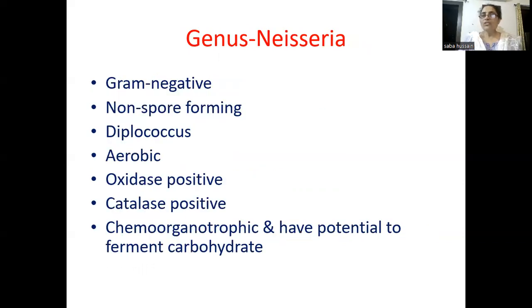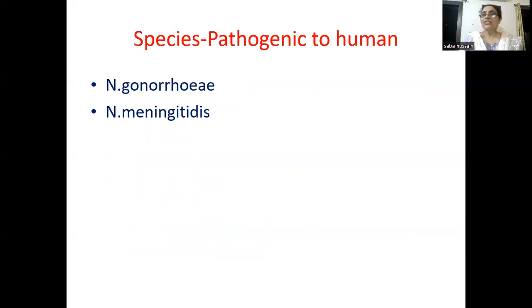So now we are focusing on genus Neisseria. These are the typical characteristics of genus Neisseria: it's always gram-negative, non-spore forming, diplococcus, aerobic, oxidase positive, catalase positive, chemoorganotrophic. I have already told you that it is eutroph, and it has the potential to ferment carbohydrate. These are the characteristics of genus Neisseria, and the 2 species which are pathogenic to humans, which we will be reading in detail, are Neisseria gonorrhoeae, and the other one is Neisseria meningitidis.